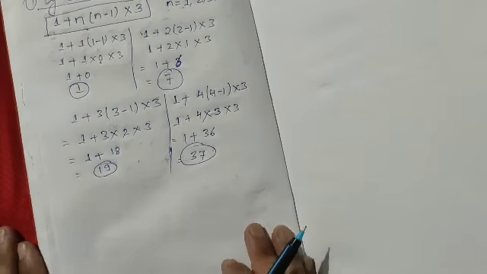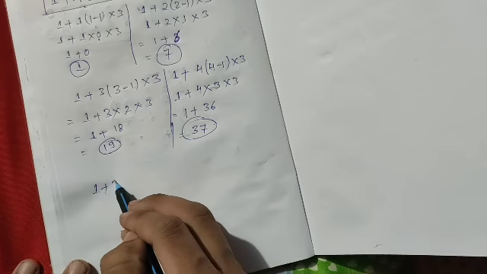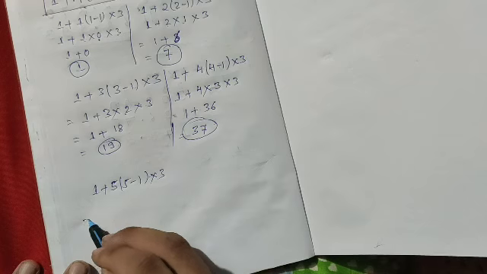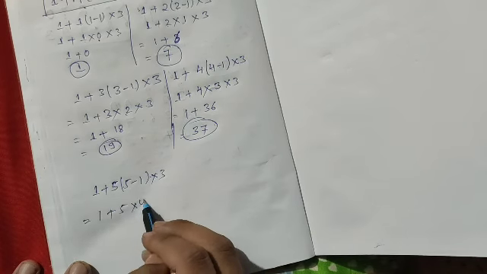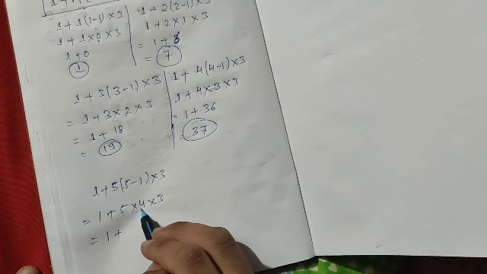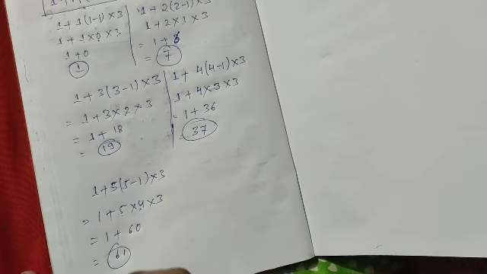So next, similarly, you will put n equals to 5. If you put n equals to 5, then 5 into 5 minus 1 into 3. So it will be 1 plus 5 into 4 into 3. So it will be 1 plus 5 times 4 is 20, 20 times 3 is 60. Means you will subtract 61, right?